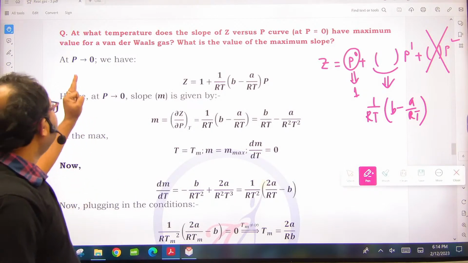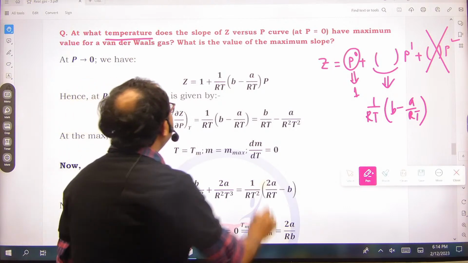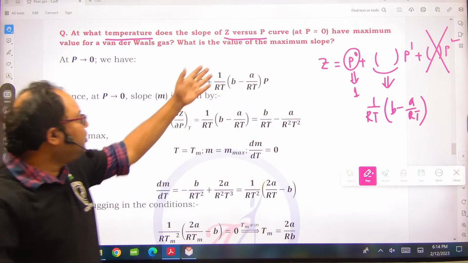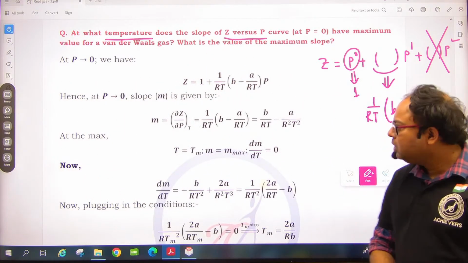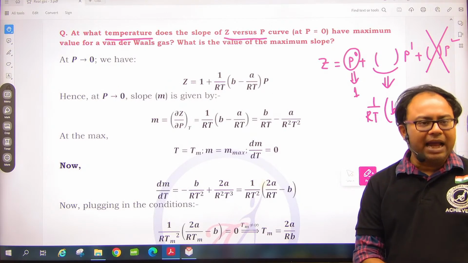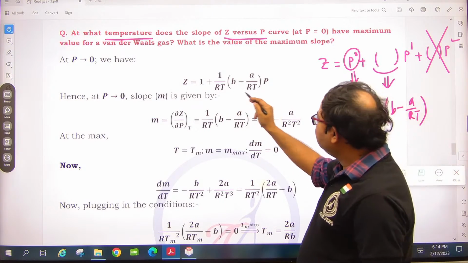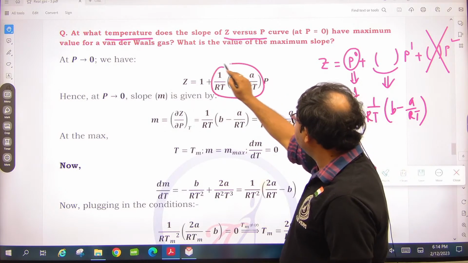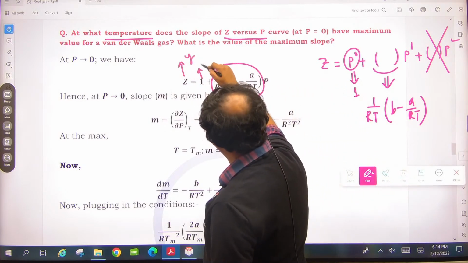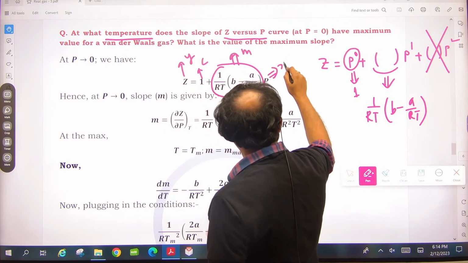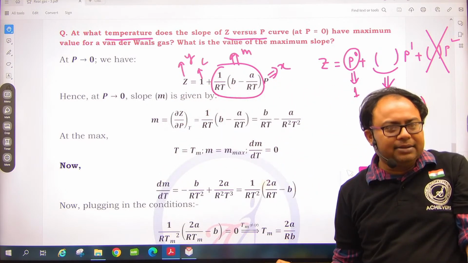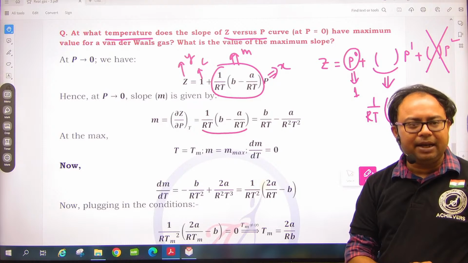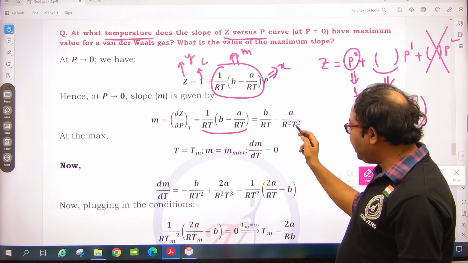Now they are asking at what temperature the slope of Z versus P will be of maximum value, and then you need to calculate the maximum value. So at first you need to calculate the slope. It's basically a straight line. This is y, this is c, this is m, this is x. So if you do del Z del P at constant T, you will get the same thing as the slope: 1 by RT multiplied by (b minus a by RT). So it becomes b by RT minus a by R square T square.